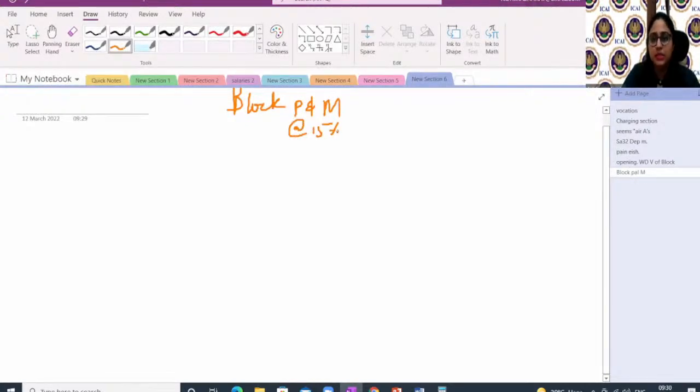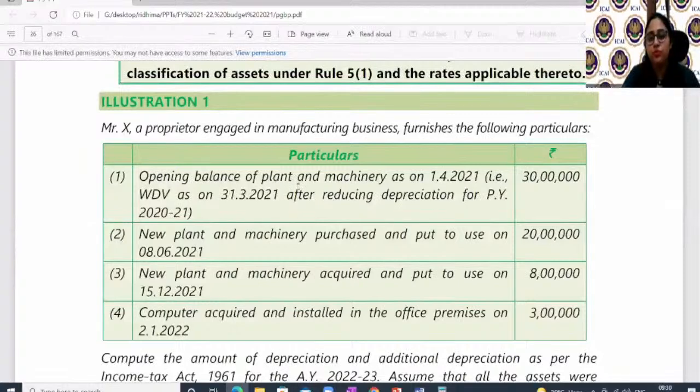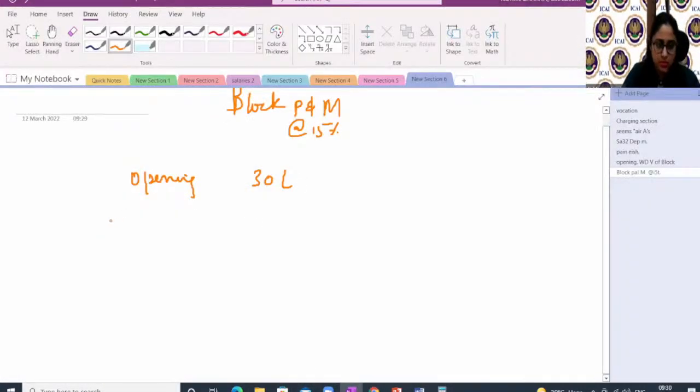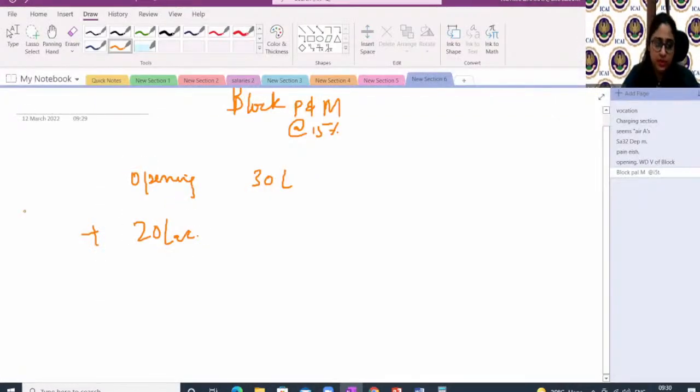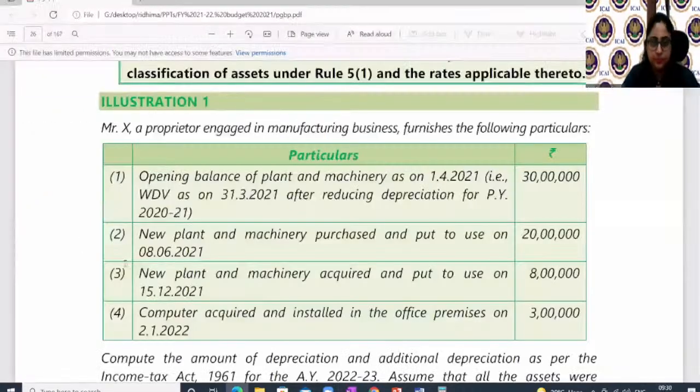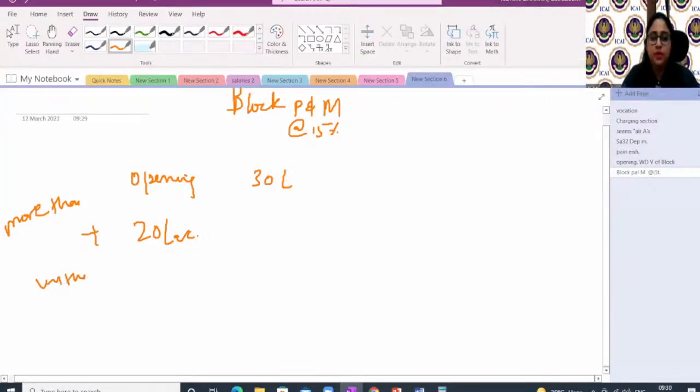Correct? Yes. In this, 30 lakhs is the opening WDV. New plant and machinery purchased and put to use, 20 lakhs, put to use on 8th June 2021. That means it has been used for more than 180 days. New plant and machinery acquired and put to use on 5th December, less than 180 days.